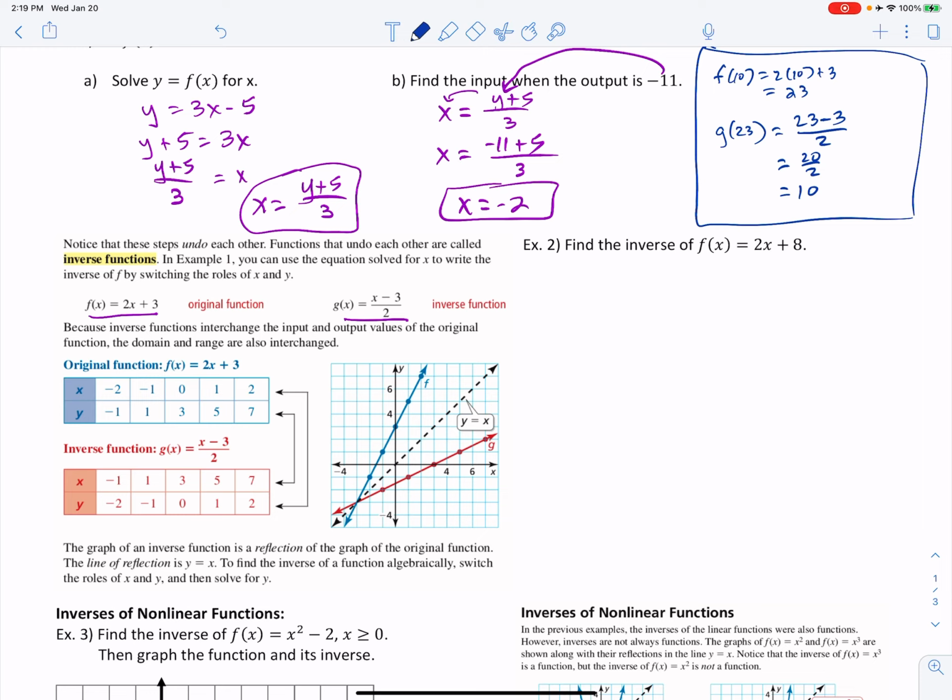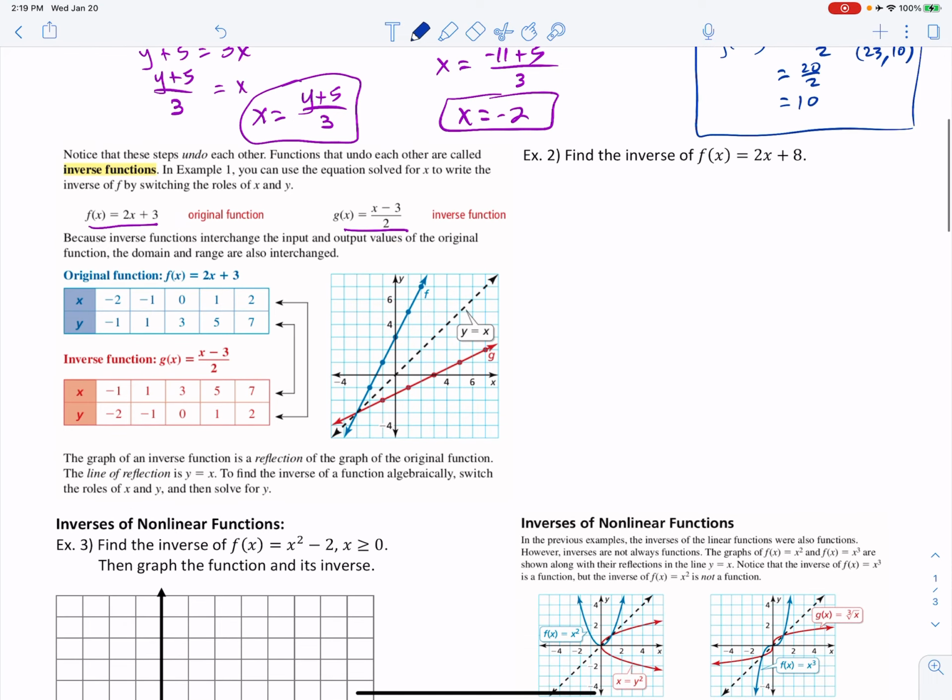And so another thing is that (10, 23) was a point on f, while when I put in 23, the output was 10, and that's g. And so when you have an inverse function, the x and the y coordinates change places. And so that's kind of what these inverse functions do. And so you're going to eventually be given some of these points and in tables, and you're going to be asked, are they inverses? And what you're going to want to look at is whether the x and y coordinates switch.